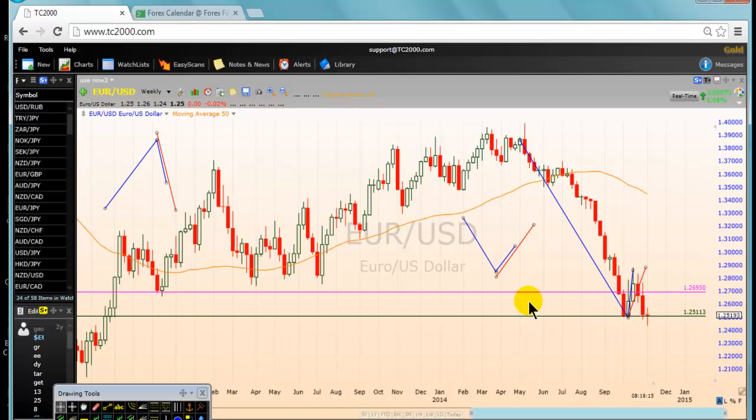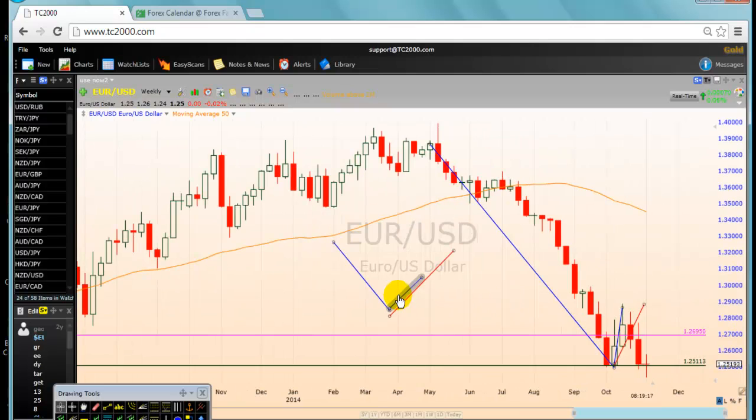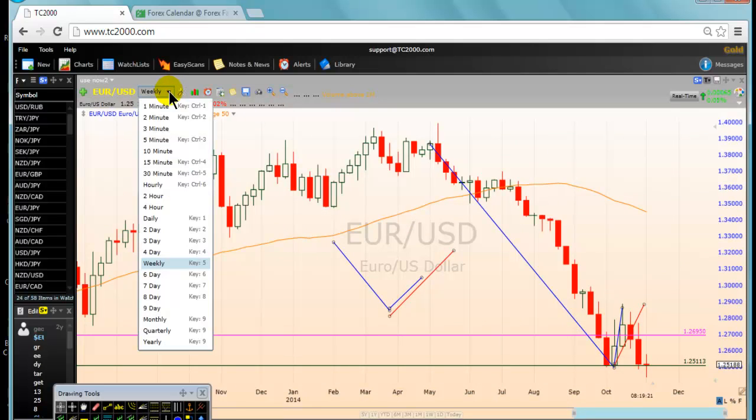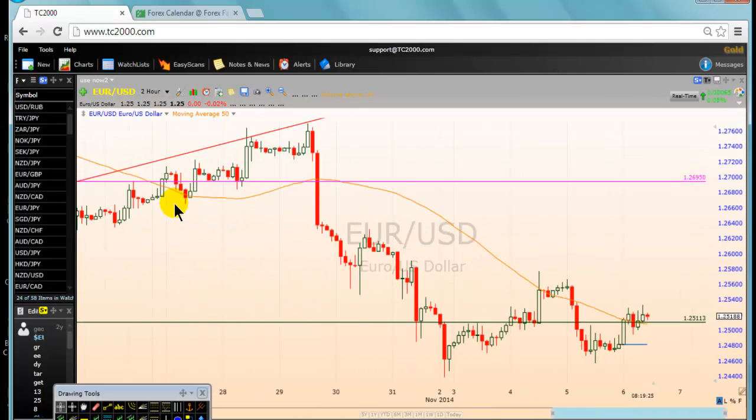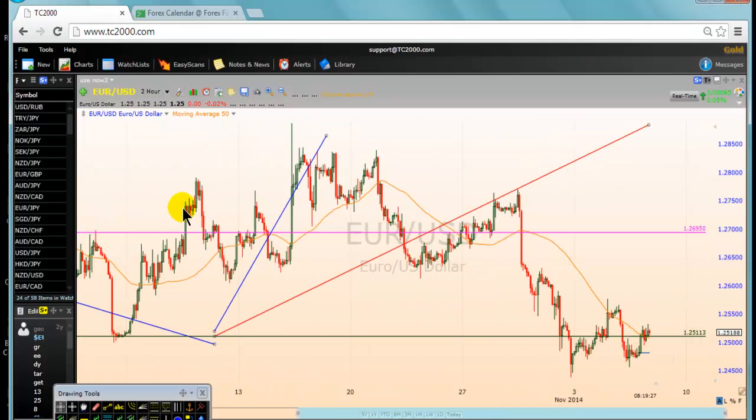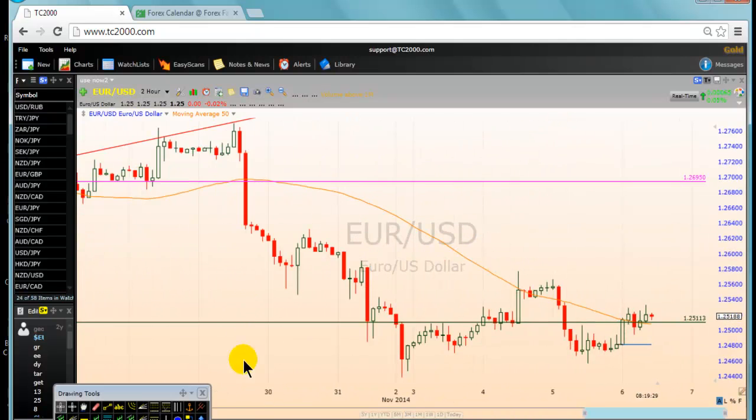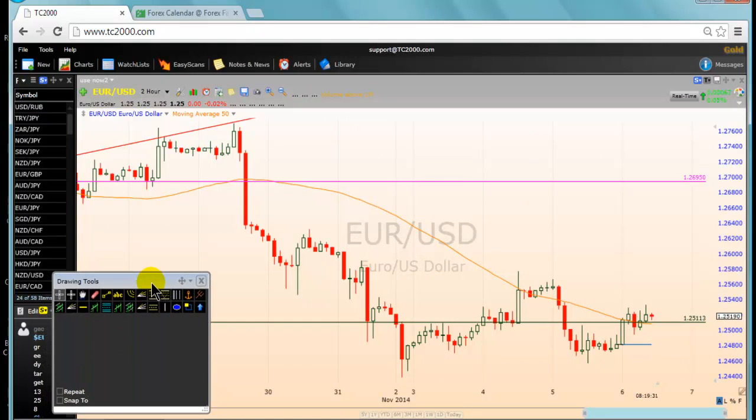So technically speaking, we are at the support level. So what I'm going to do now, I'm going to go to, I see a setup today on a 2-hour chart. Here we are on a 2-hour chart. It's a very simple setup. Price displays a double bottom and price closes above the moving average 50. So we have a bullish setup here, on the edge of that support level. You see the support level, that's the green line here at 12511.